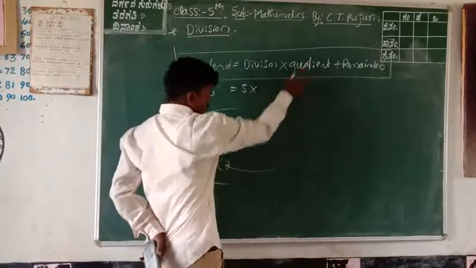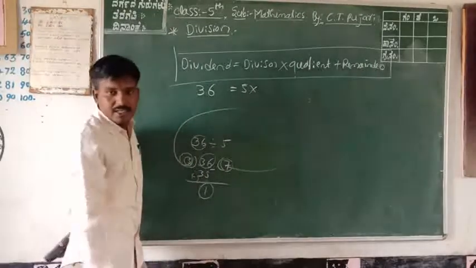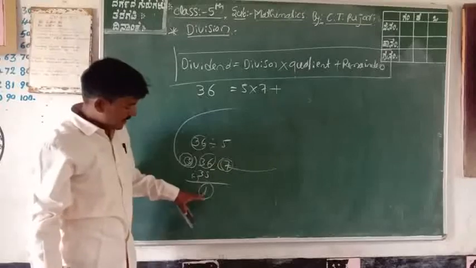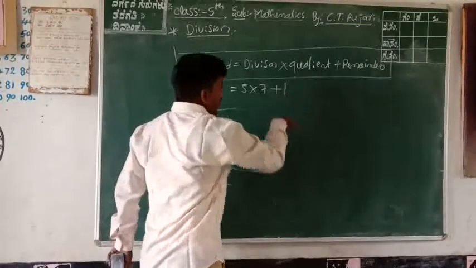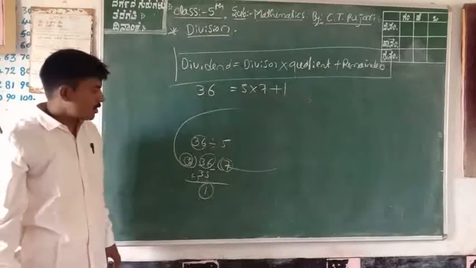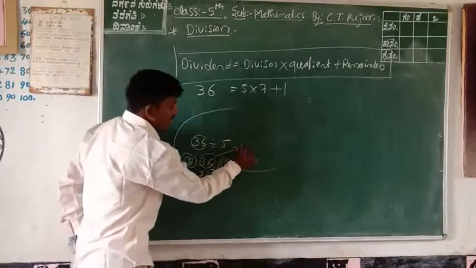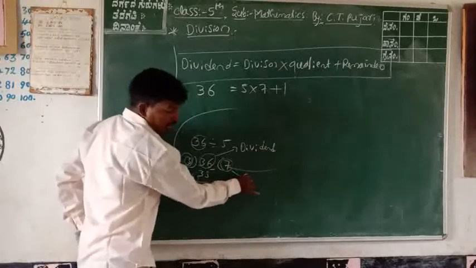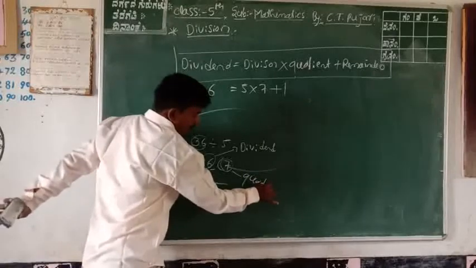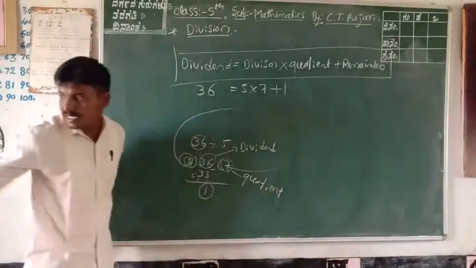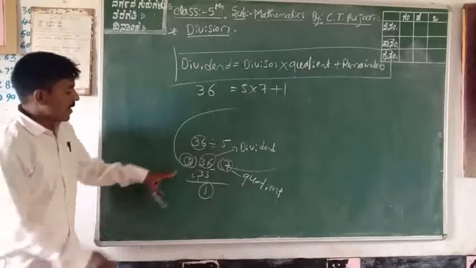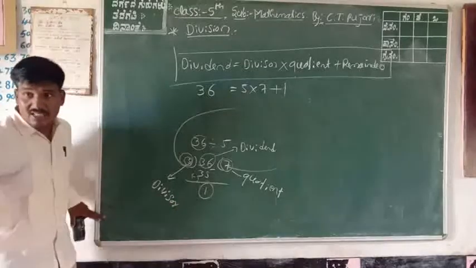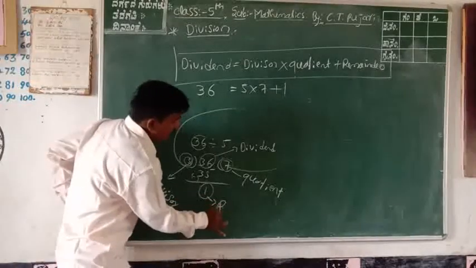The sign is into. Quotient: 7 is the quotient. 7 plus remainder. This is the remainder. The remainder is only 1. You can take the names of all the parts. The first, 36, is the dividend. Next, 7 is the quotient. The next one is 5, the divisor. The last one is the remainder.